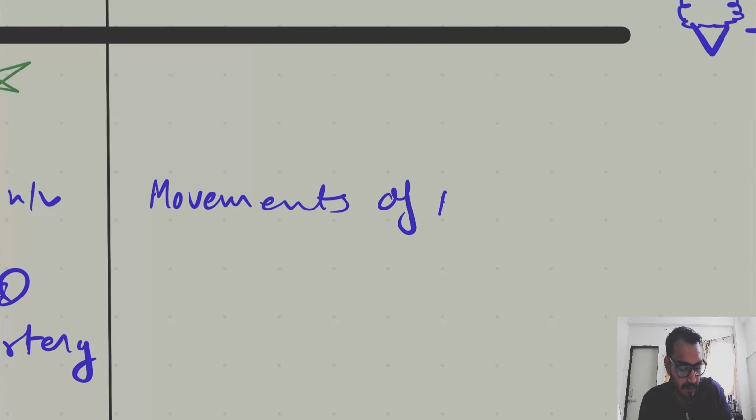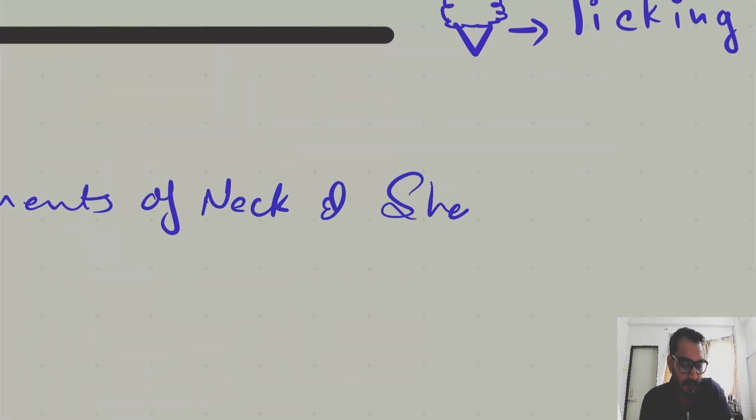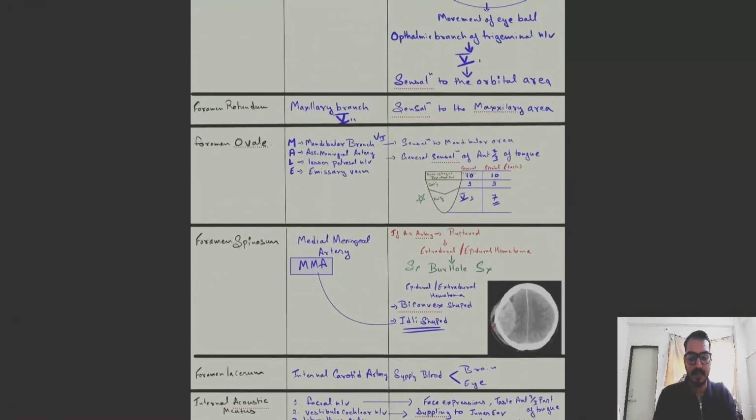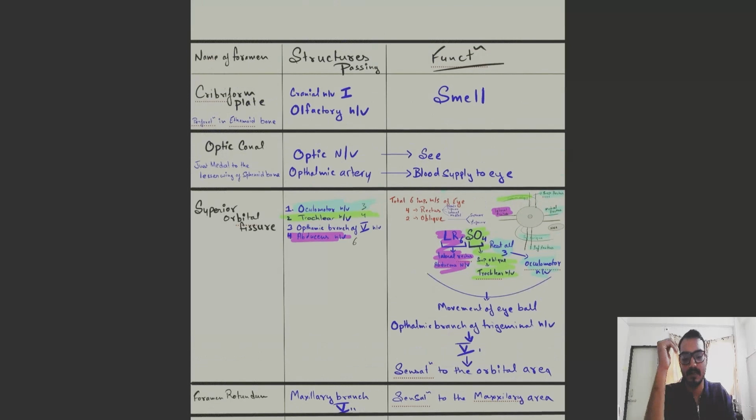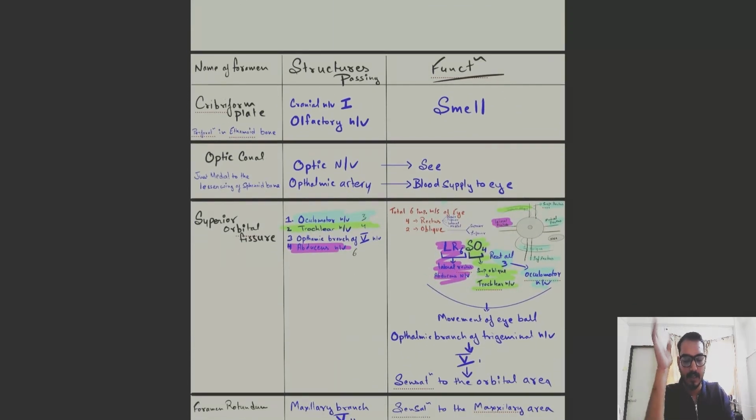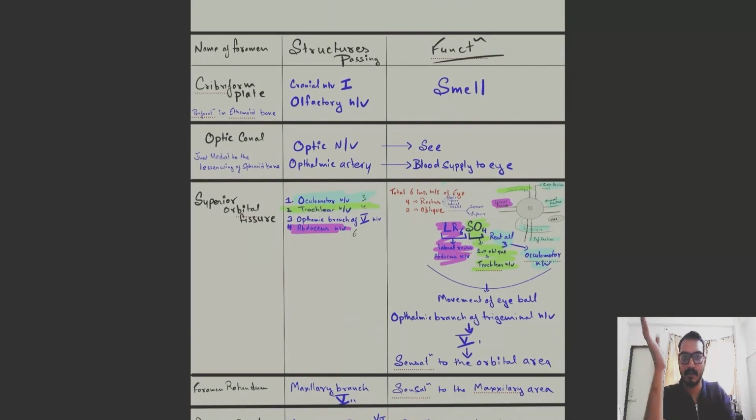Movements of neck and shoulder. So this is the table, guys. All the foramina of the base of skull, what all structures are passing through them, and what are the functions of those structures. The important functions of those structures are here.